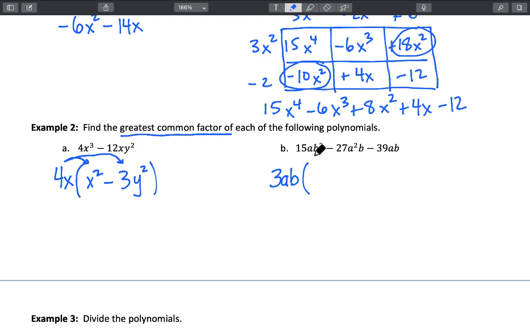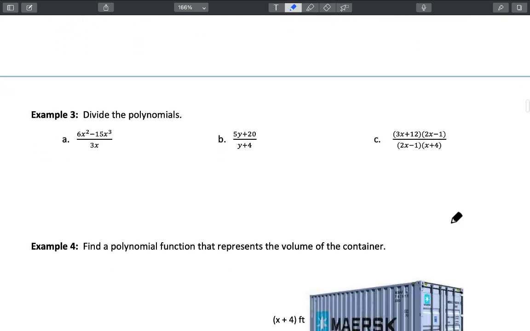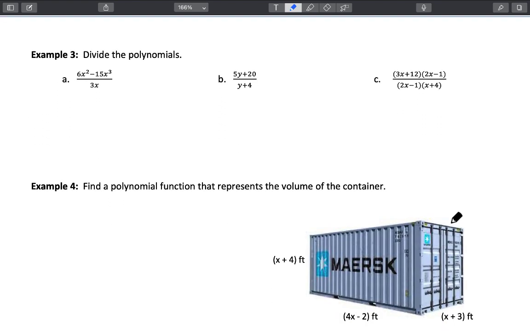And when I do that, I'm going to be left with 5b minus 9a minus 13. All right, now just check yourself. If you were to distribute that back in, wouldn't you end up with the exact same polynomial that we started with? All right, let's move into example 3.